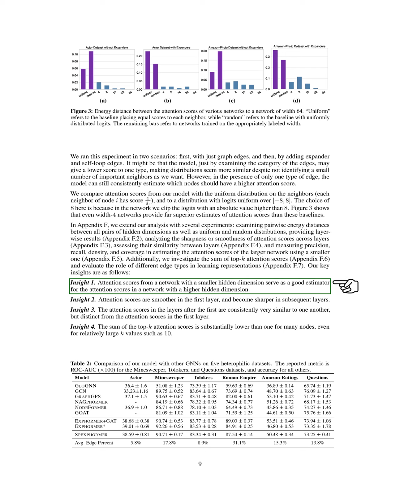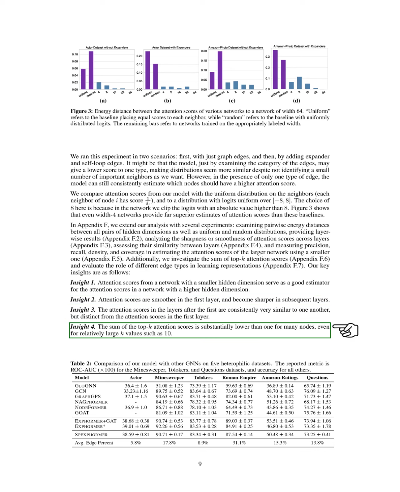1. Attention scores from a smaller network are effective estimators for those in a larger network. 2. Attention scores are smoother in the first layer and become sharper in later layers. 3. Scores in layers after the first are very similar to each other but differ from those in the first layer. 4. The sum of the top K attention scores is often less than 1 for many nodes, even for larger values of K, like 10.